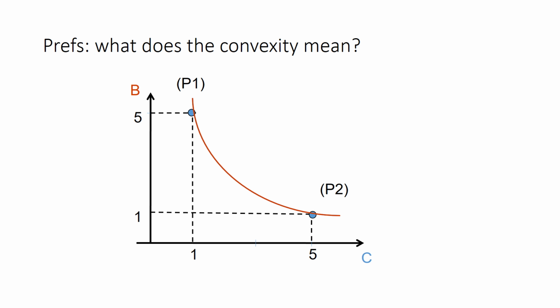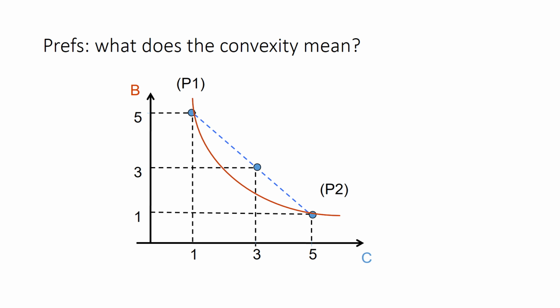So here on this graph, we have a convex indifference curve. We have two baskets of goods that are represented on this graph, P1 and P2. P1 is a large number of books and only one concert ticket, and P2 is 5 concert tickets and only one book. Let's draw a third basket of goods.